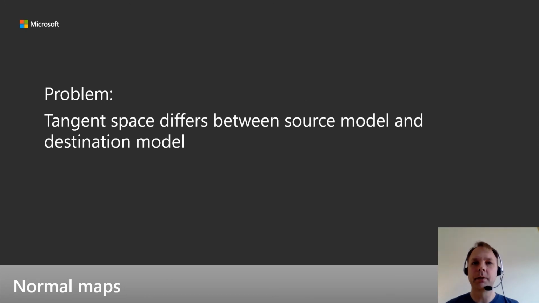So another problem we have here is when you use tangent space normal maps for your materials, you have a difference in tangent space between the source model and the destination model. And in order for the tangent space normal map to apply correctly on the optimized model, we need to do a little bit of work.